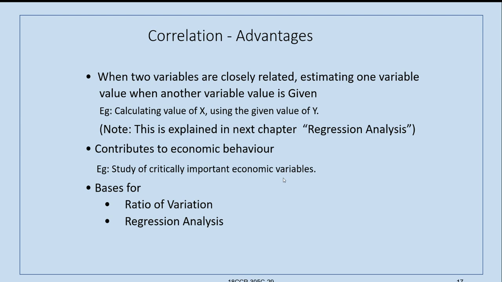And it contributes to economic behavior. So when we understand that there is a relation between advertisement and sales, that we can apply in the business also, in the general business conditions. And it is the basis for ratio of variation and regression analysis. As I said, correlation is useful in so many statistical measures. So ratio of variation is there, regression analysis is there. So many areas where we can apply the correlation.